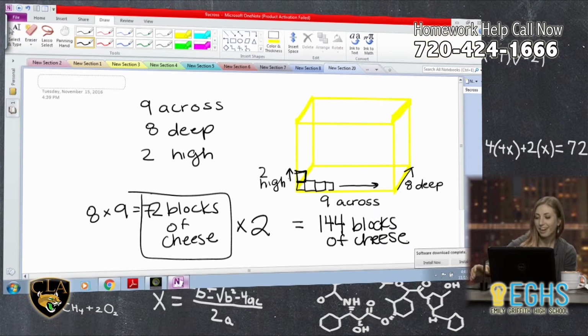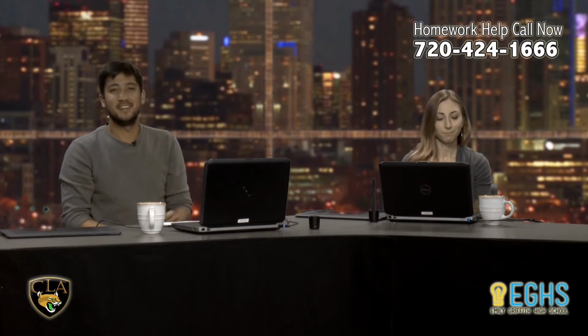So all in all, it's a volume problem. We're trying to find all the space that's in there. The short way to do that would be length times width times height. I did 9 times 8 times 2, but I wanted to show you visually what that would look like so that you could get hungry and start wanting some cheese. You don't have to be hungry to want cheese. That's also true.